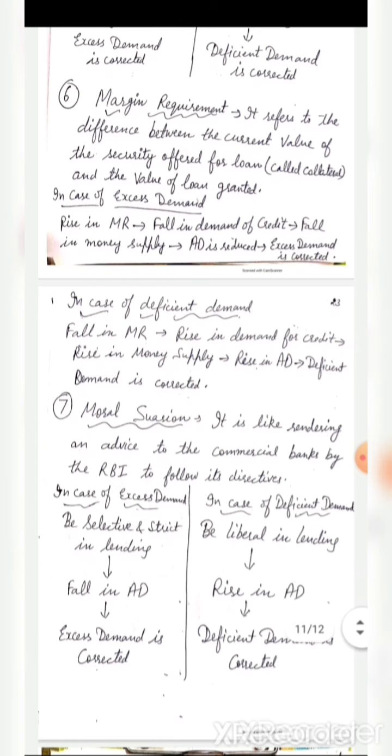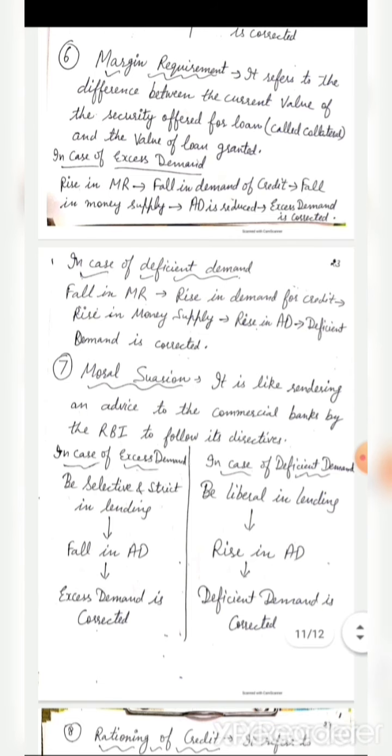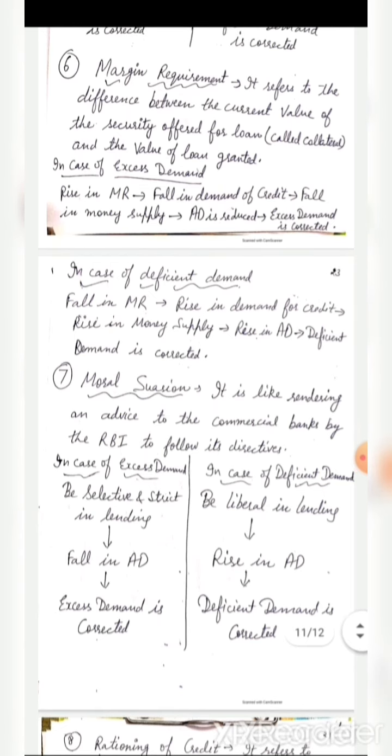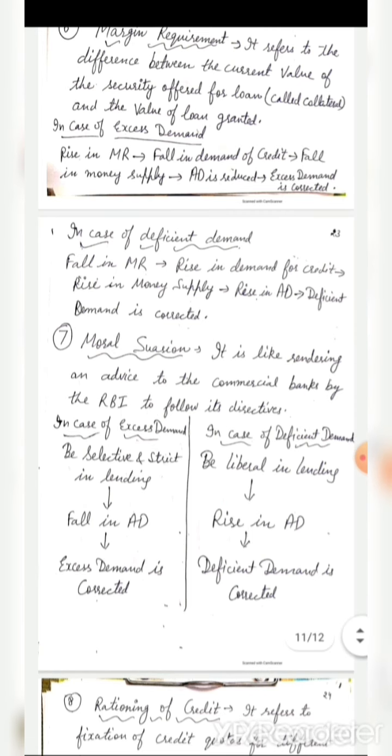Next, we have margin requirement. I am explaining this with an example. Suppose I want to take a loan from a bank, a sum of rupees 10 lakh. Then the bank demands some mortgage or security, and the bank is demanding security of rupees 15 lakh in return for the rupees 10 lakh loan. Then the margin requirement will be rupees 5 lakh, the amount of security minus the amount of loan.